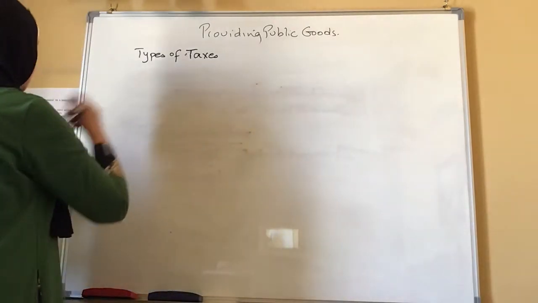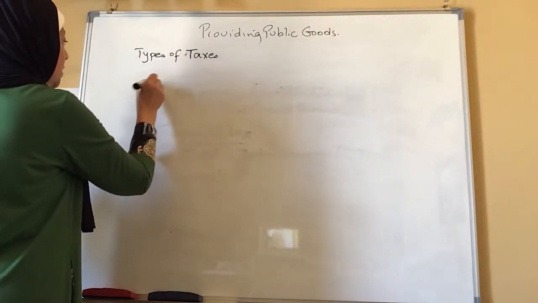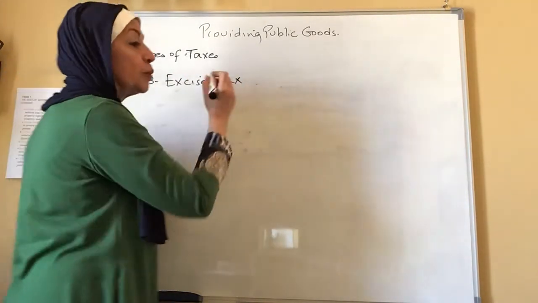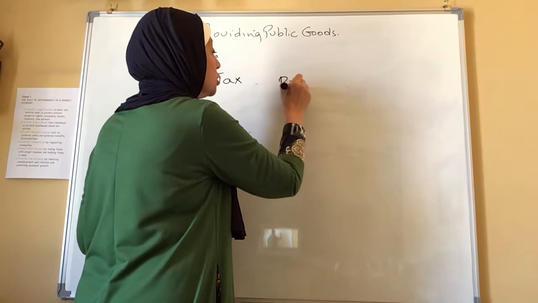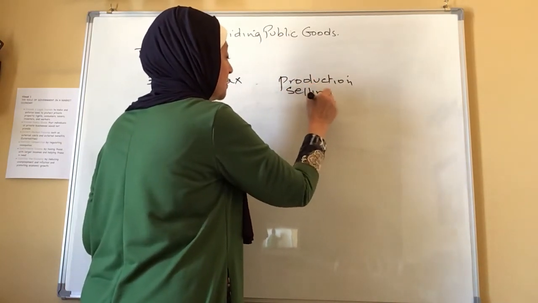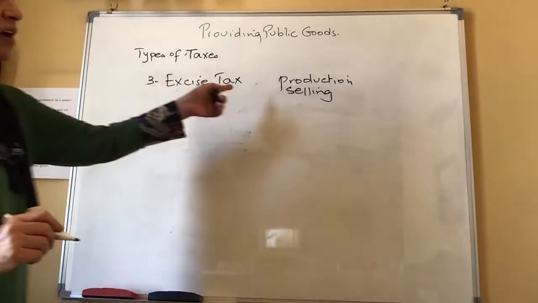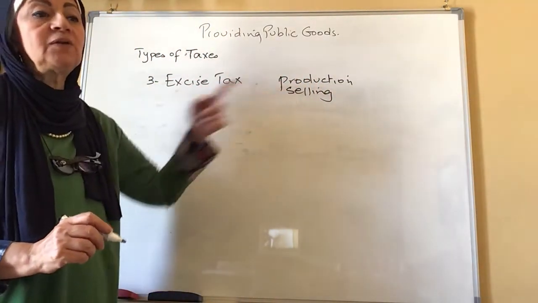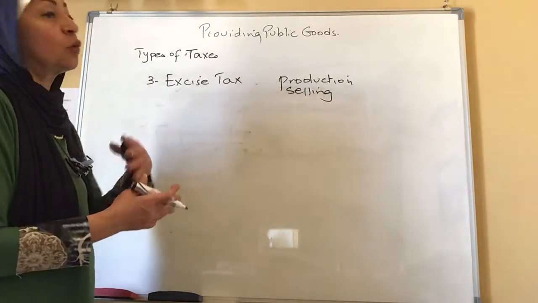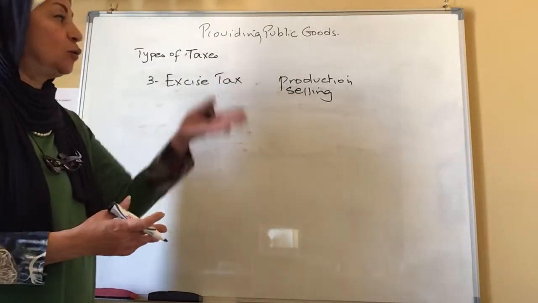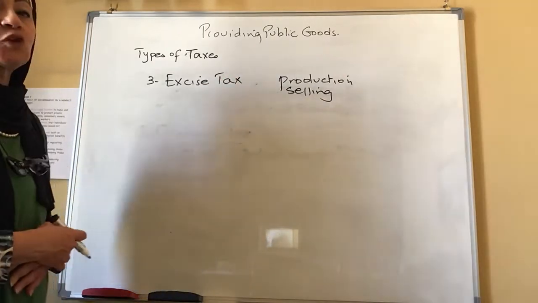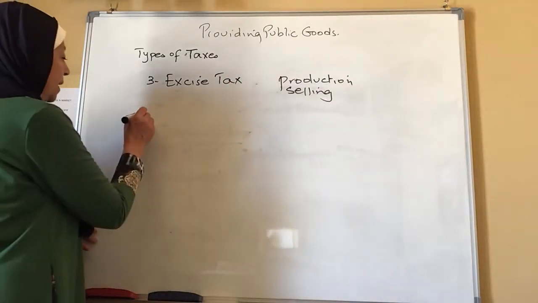Okay, there is the excise tax. Number 3, excise tax. Excise tax is a tax on a product, on the production or selling of a product. Sometimes the producer pays it, sometimes the consumer pays it. We pay it when we go to the supermarket, or it is added on the value of any product, the VAT, the value added tax, which they tax on products that we buy.